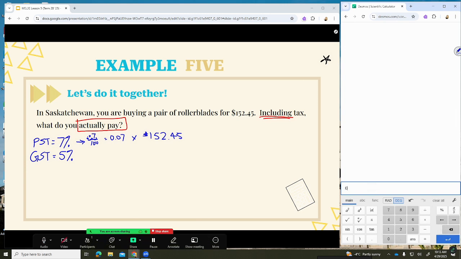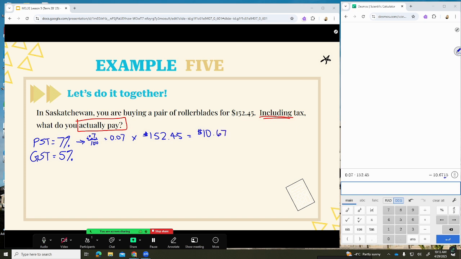Let's try that. 0.07, there we go, times $152.45. Remember, we're dealing with money, so we always want to include our unit of measurement. In this case, it's the $ sign, and we always round to 2 decimal places. Because it's 10.6715, that third digit is not strong enough, so it stays at 67 cents.